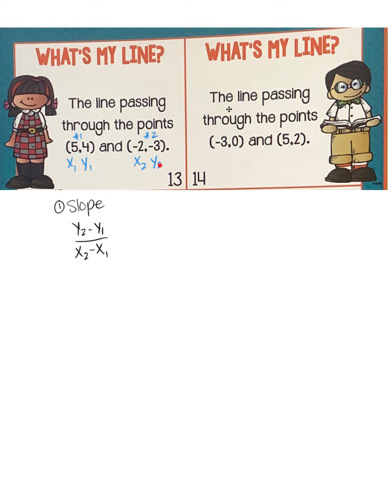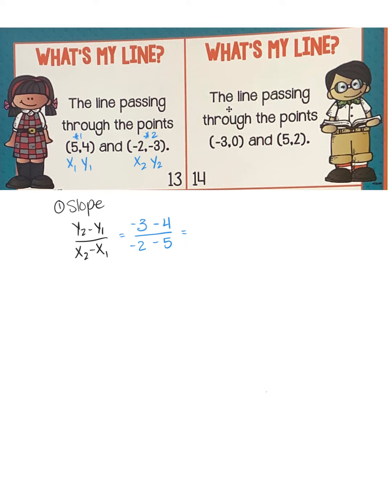So y2 is negative 3. See how that's y2? And that's negative 3. That's going to go first. And we're going to subtract the y1, which is 4. So in my numerator, I have negative 3 minus 4 divided by x2 minus x1. So negative 2 minus 5. It has to be in the right order. So this is negative 2 minus 5.